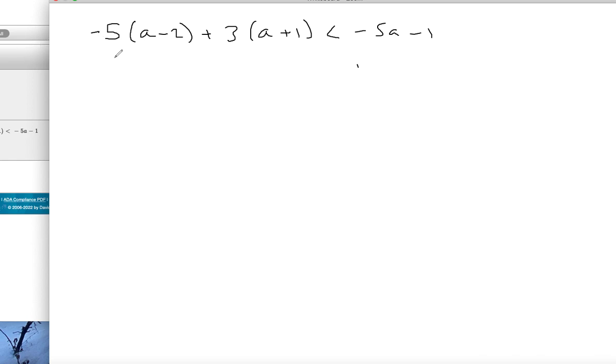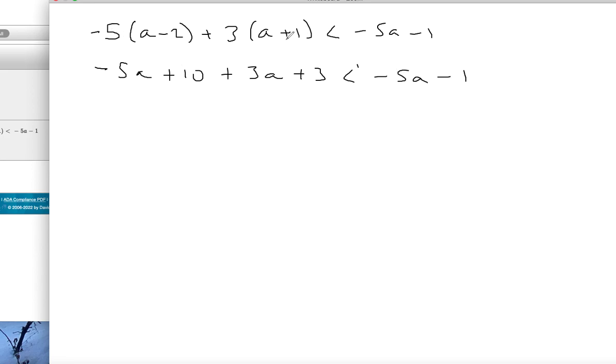So let's go ahead and distribute this 5 through. We're going to get negative 5a, and negative 5 times negative 2 is going to give us a positive 10 there. Then we're going to distribute that 3 through, so plus 3a, and 3 times 1 is going to make plus 3. And then less than negative 5a and minus 1.